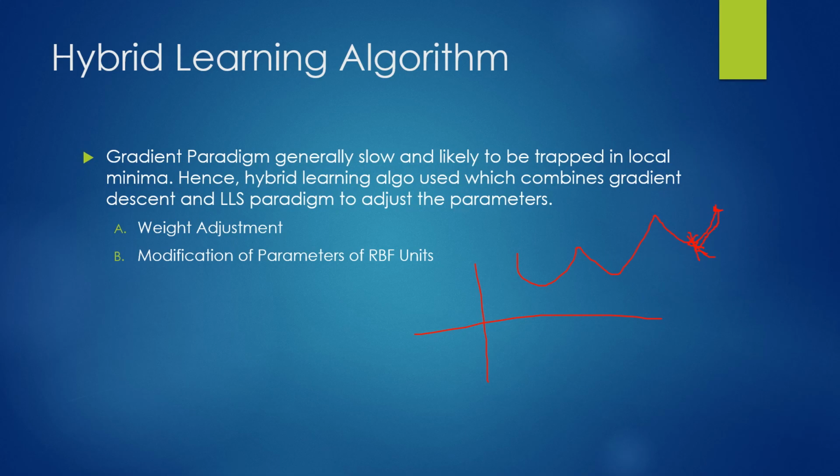So to overcome this, we're going to use a hybrid learning algorithm which combines gradient descent along with the LLS, the linear least square paradigm, to adjust the parameters. There are two things that I'm going to talk about: the weight adjustment, which is done using the LLS, as well as the modification of parameters of the RBF units, which is done using gradient descent.